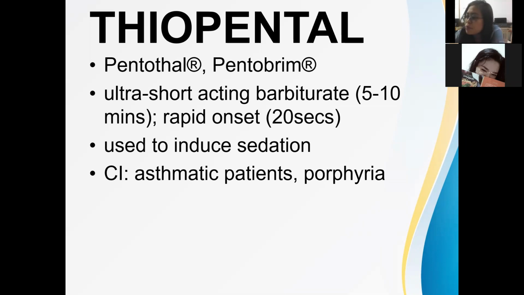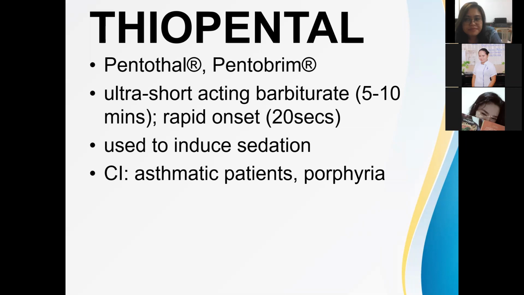This is also a board exam question, class: what is in thiopental that makes it ultra short acting? So the reason why it is a short acting drug is because of the presence of sulfur in its structure. Okay? Did you get that? What is the reason it is ultra short acting, with effect in just 20 seconds, and the effect lasts only 5 to 10 minutes? What is in it? Sulfur, ma'am. Okay, very good. It has sulfur in its structure. Okay?